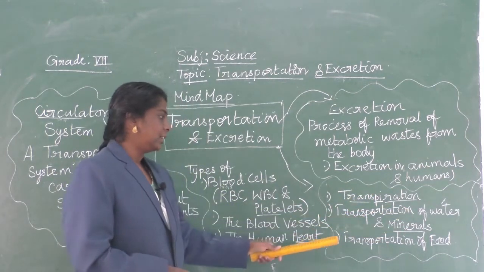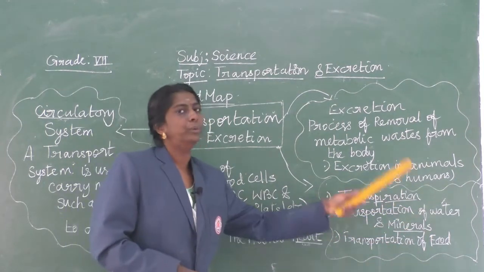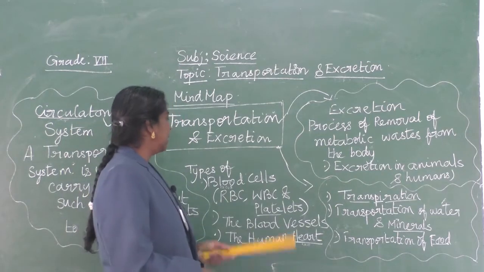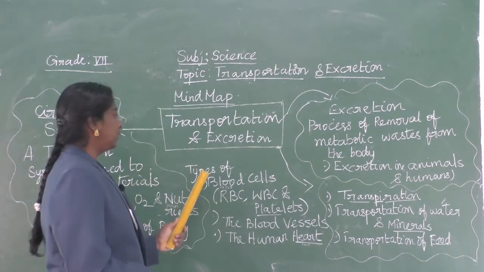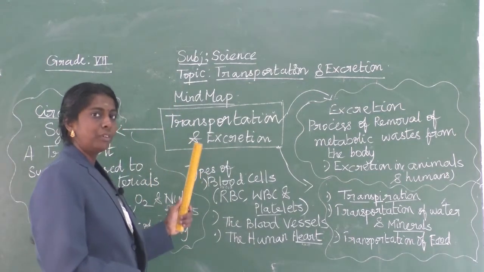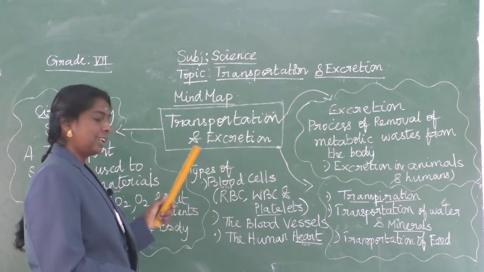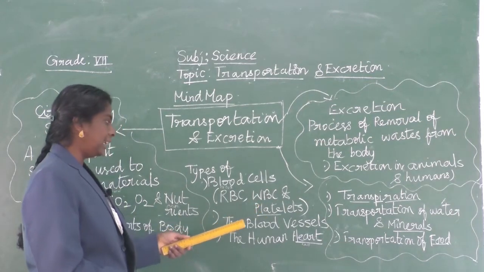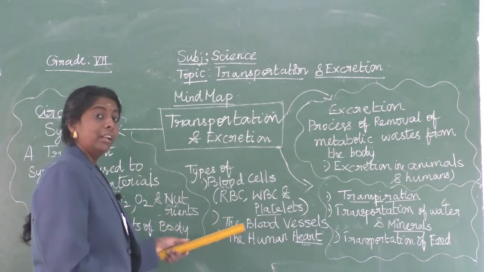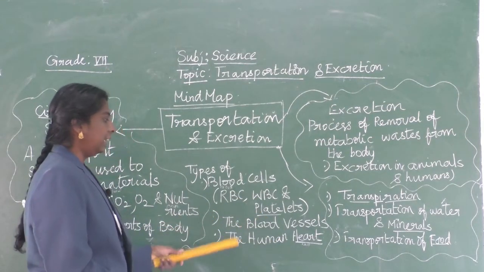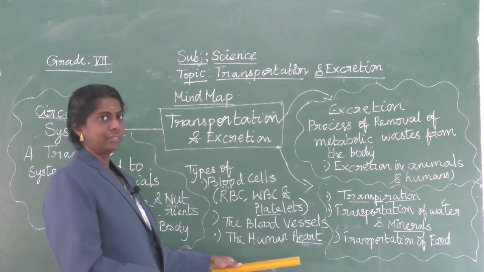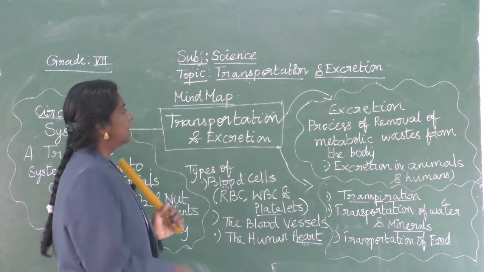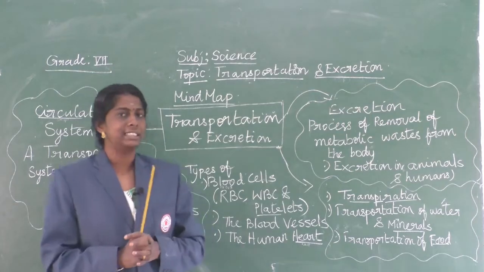Along with that, we are also going to learn about transpiration and then transportation of water and minerals, transportation of food. Okay. And then here also, we are going to learn about types of blood cells, that is red blood cells, white blood cells and platelets, and then the blood vessels, and then the human heart. Clear? Yes. Now, let us learn about this chapter.